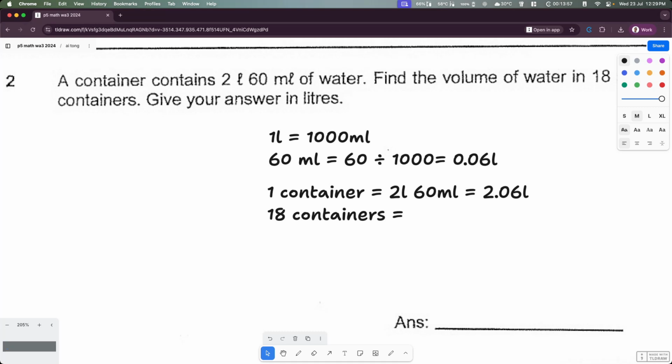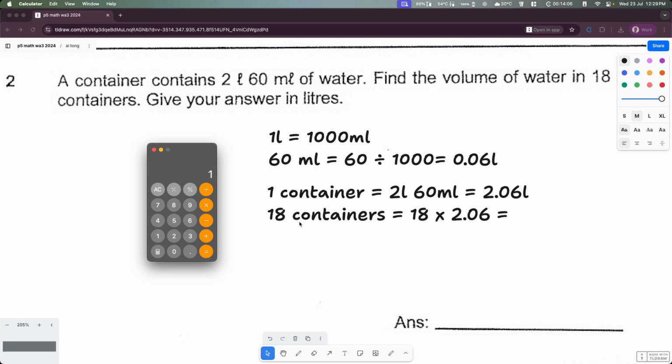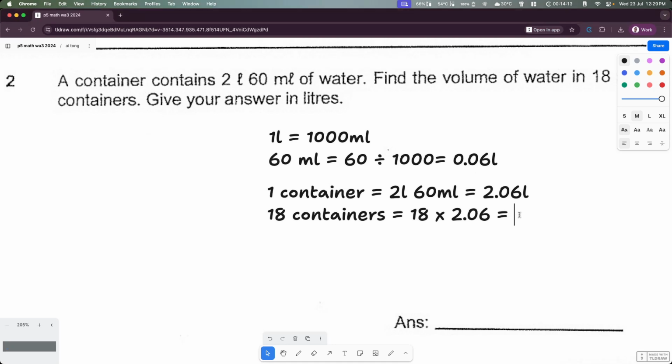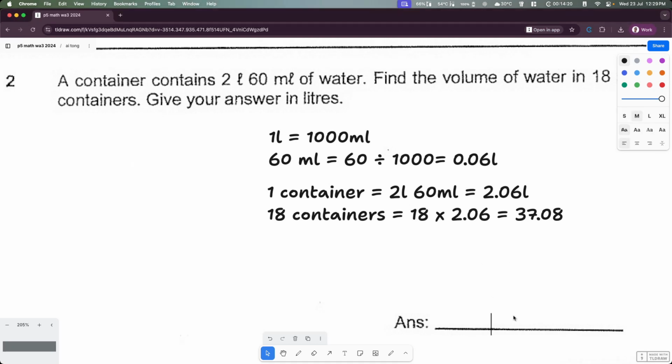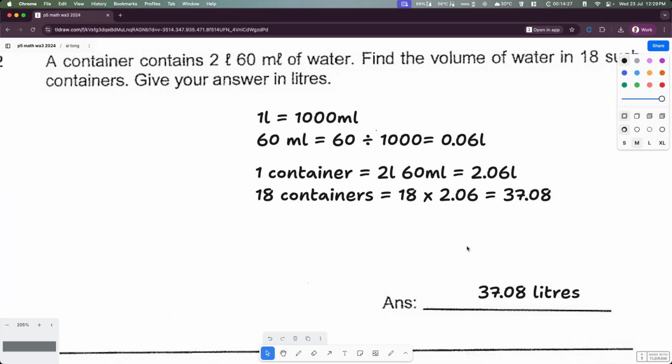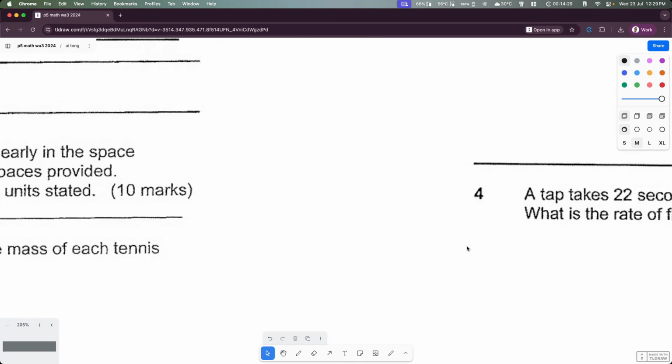is equal to 18 times 2.06. Let's use our calculator. 18 times 2.06 is equal to 37.08. So always double check your calculator. Don't misread your calculator. And the answer here is 37.08 liters. All right, let's move on to the next question.